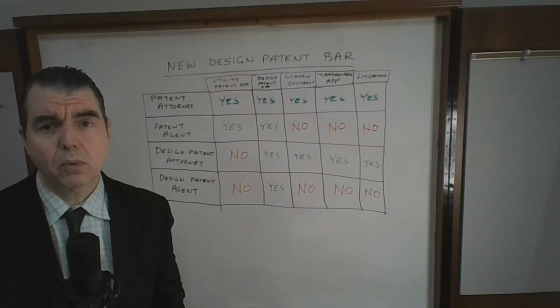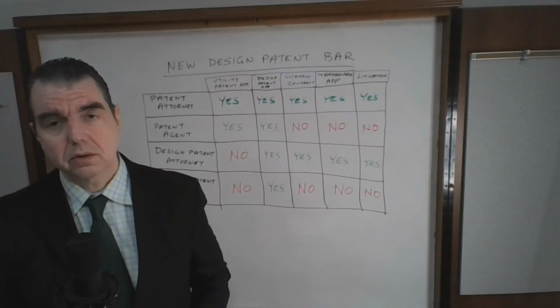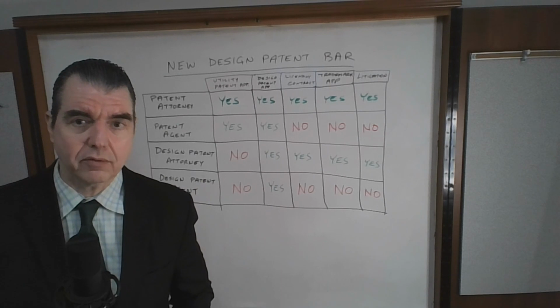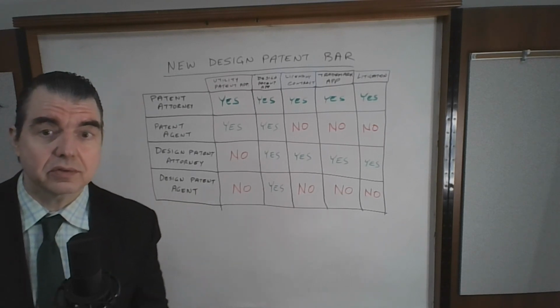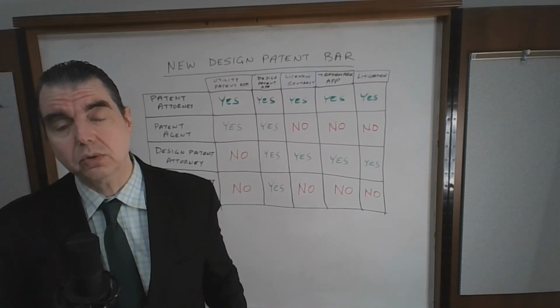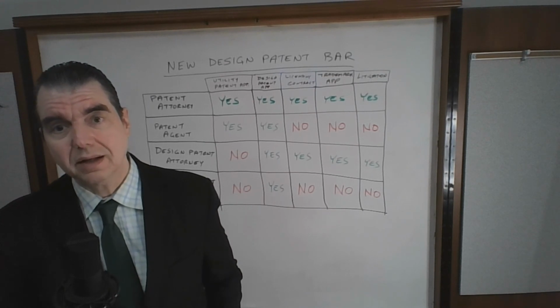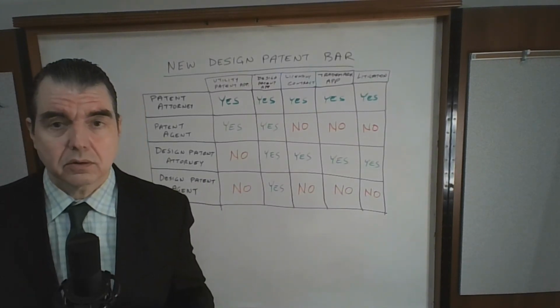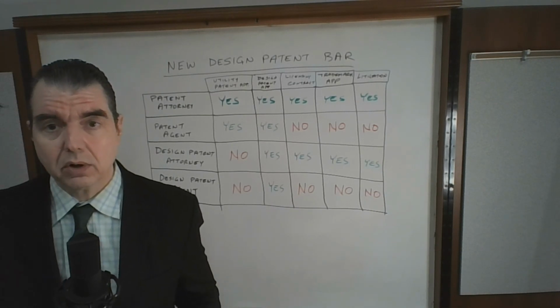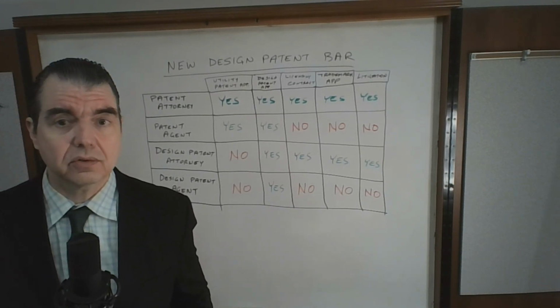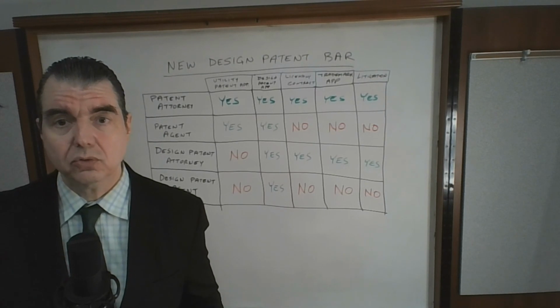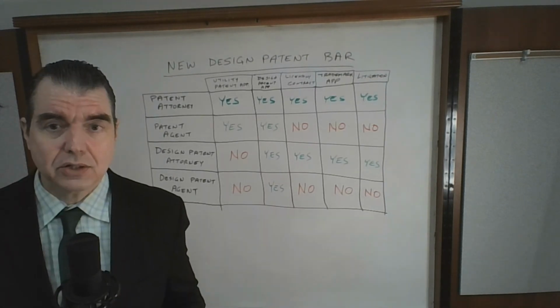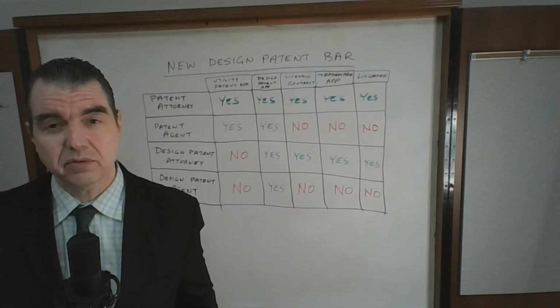So I've talked about what a patent attorney is before. The United States Patent and Trademark Office, in its wisdom, has decided to extend the patent bar to a new type of practitioner that's limited to design patent applications only. This new rule is going to create what are called design patent attorneys and design patent agents. This rule is going into effect on January 2nd of 2024.